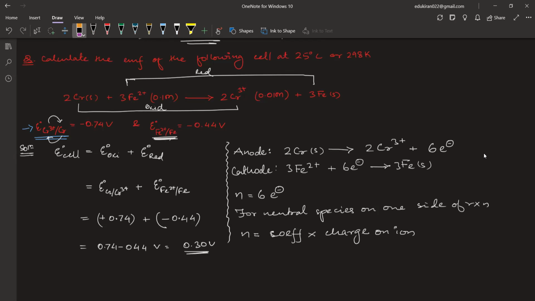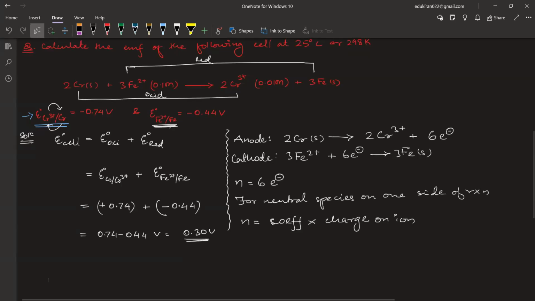You always first of all look at the neutral species. Then if you identify there is a neutral species, go to its charged species and then do coefficient into the charge on ion. Okay, you will get the number of electrons. Easy? Yes or no? Tell me. Yes, sir. Okay.